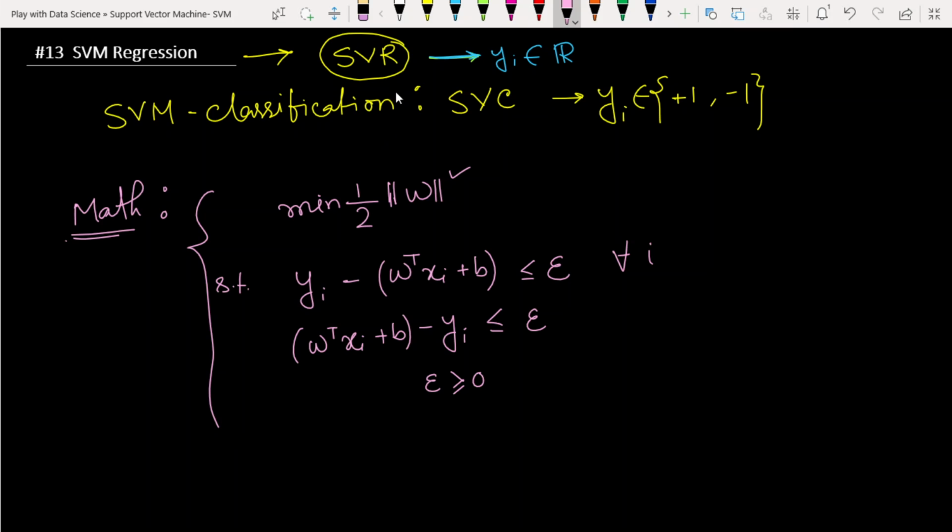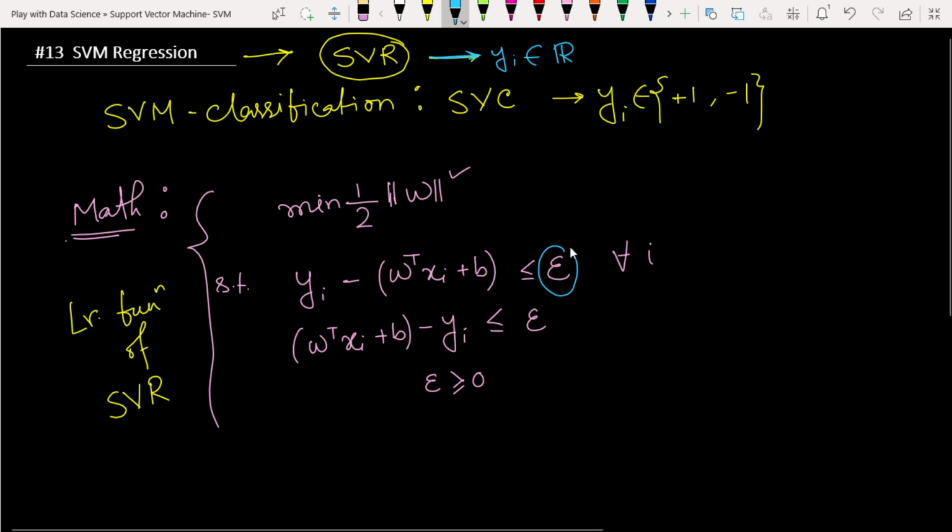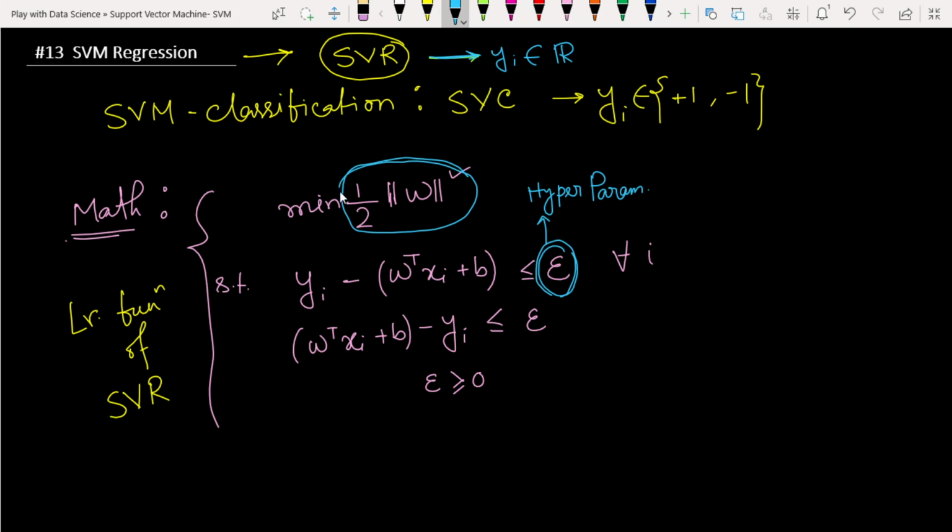This is our linear function of SVM. This is the linear SVR technique, the linear regression technique. Linear SVR means the linear technique. Actually, in this formulation, this one is our hyperparameter. We have seen step by step why we call this one the hyperparameter. This is our hyperparameter, and this thing is our regularizer term.